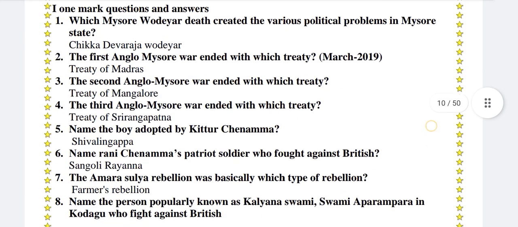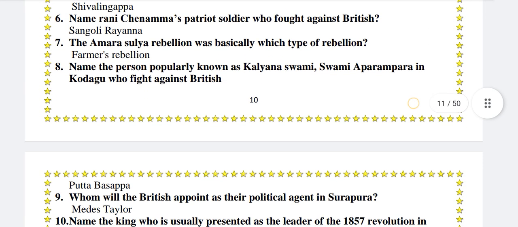Shivalingappa. Name Rani Chennamma's patriot soldier who fought against the British. Sangolli Rayanna. The Amarasulya rebellion was basically which type of rebellion? Farmers' rebellion. Name the person popularly known as Kalyanaswamy Swami Aparamapara in Kodagu who fought against the British.